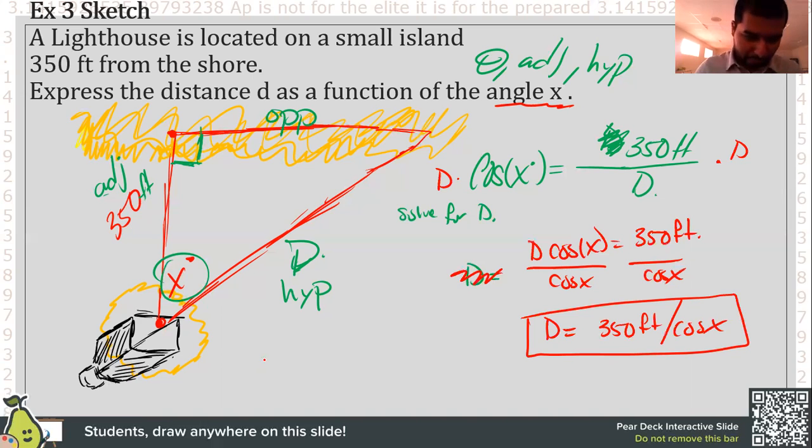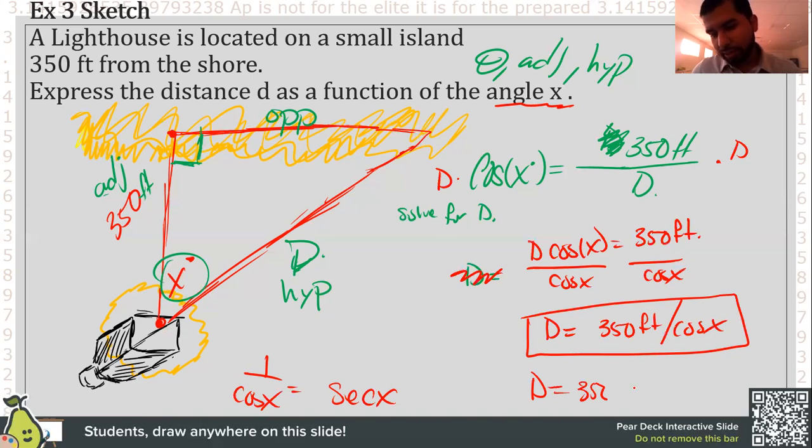Now this is not the only way to write this. We know that when we have 1 over cosine of x, that's the same thing as saying secant of x. So this can easily be said as 350 times secant x. Don't forget the units. So keep that in mind.